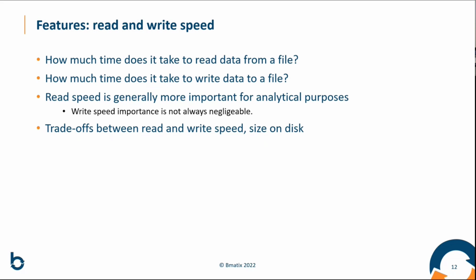So read and write speeds and size on disk are all affected by encoding, and there are trade-offs between optimizing for read speed, for write speed, and for size on disk. So take that into account, as always, when choosing a data file format. Take into account your requirements, take into account what's important to your end users, so you can make an optimal choice based on what you know about the data.